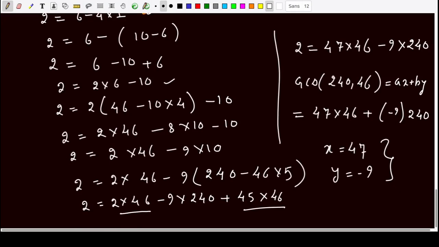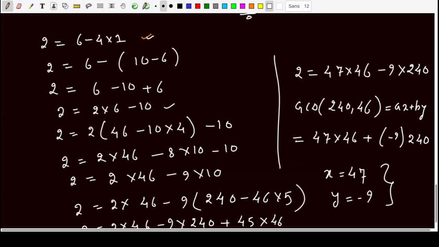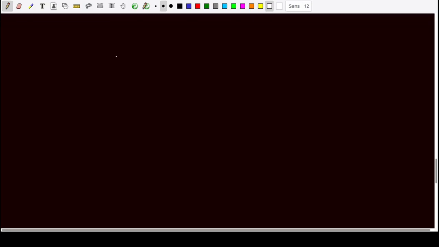But in case this is not clear, let us try one more example so that it will be a bit clearer to everyone. In the next example, let us say we want to compute the GCD of 101 and 8. First let's compute the GCD of 101 and 8. So 101 divided by 8 is 12 times.